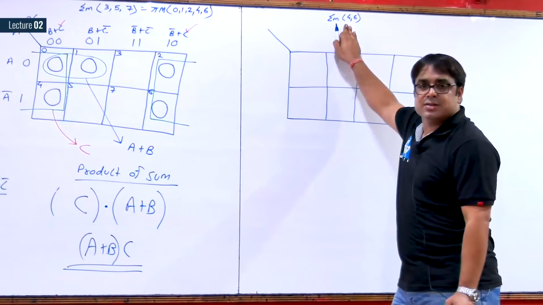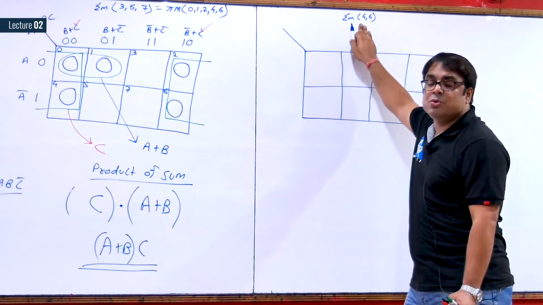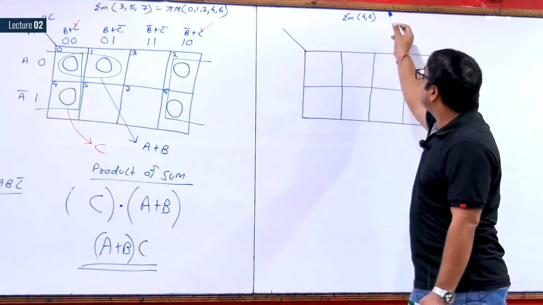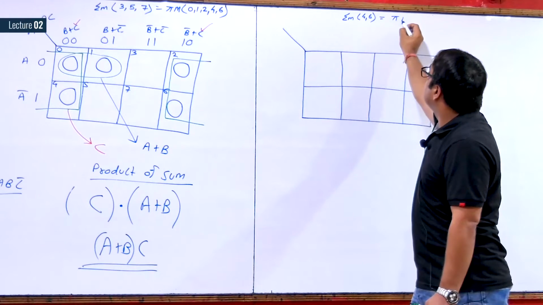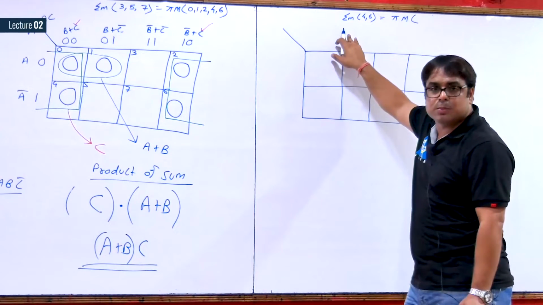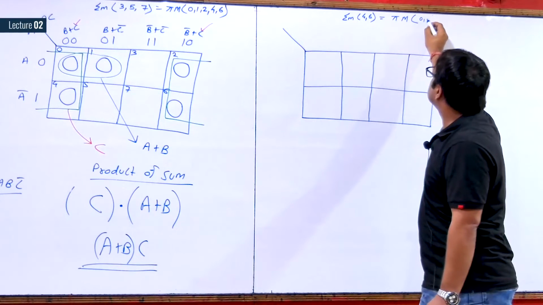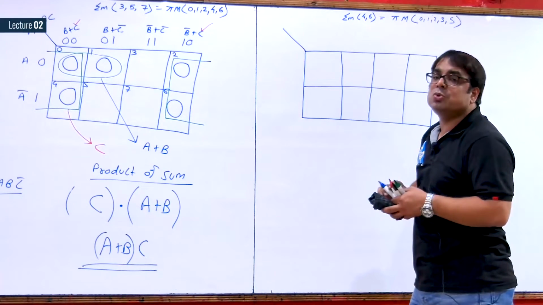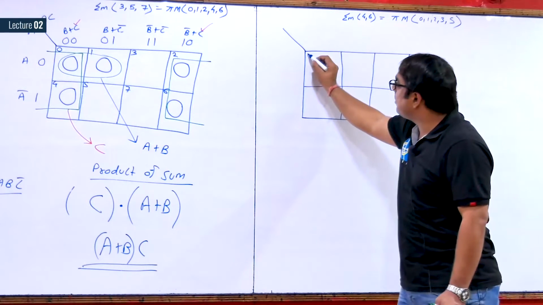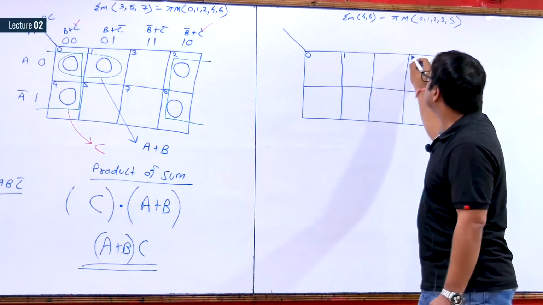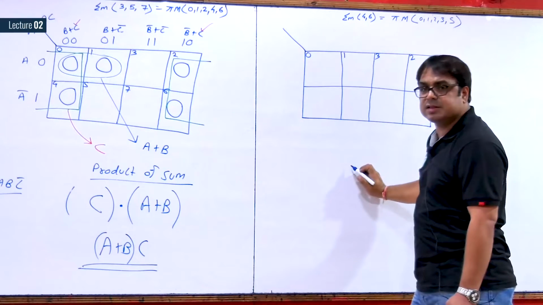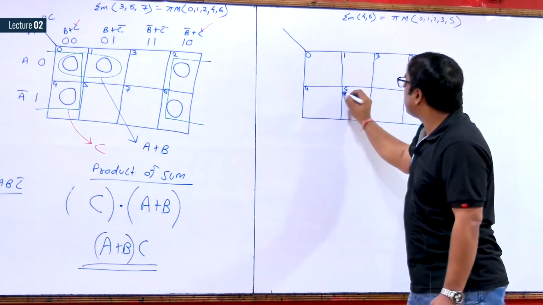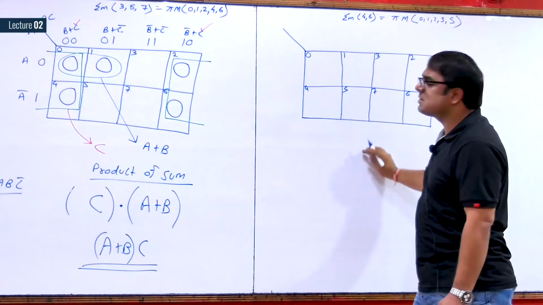Now, min terms 4 and 6. Again we are trying to use POS. For POS I need max term. So what will be the max term? 0, 1, 2, 3 and 5. So what are the cell numbers? Cell number 0, cell number 1, last one is 2, second last is 3. 4, 5, last one is 6, second last is 7.